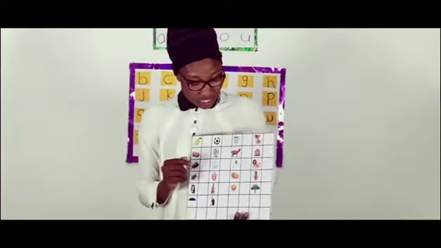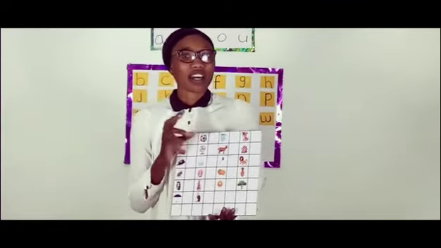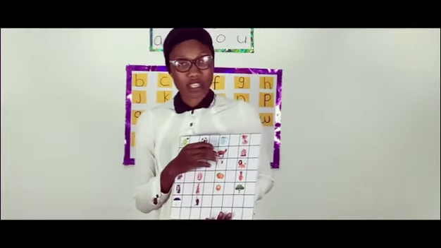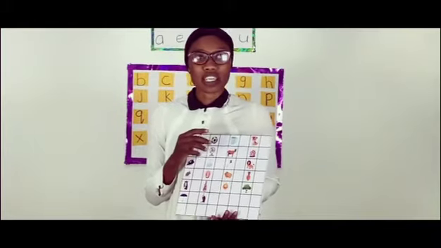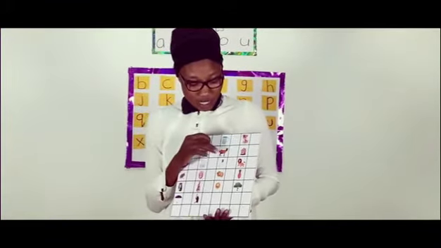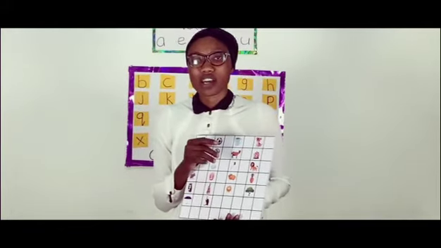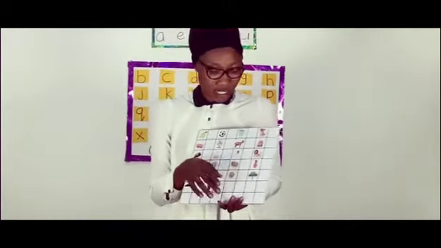The letter G. G sounds G. G as in goat. The child learns the letter name G and it sounds G. G as in goat. G as in gate. The big gate in front of our house. So G as in gate.